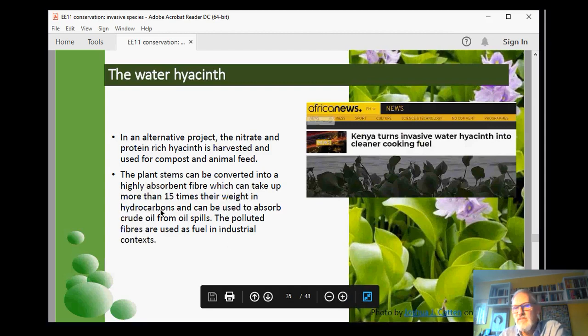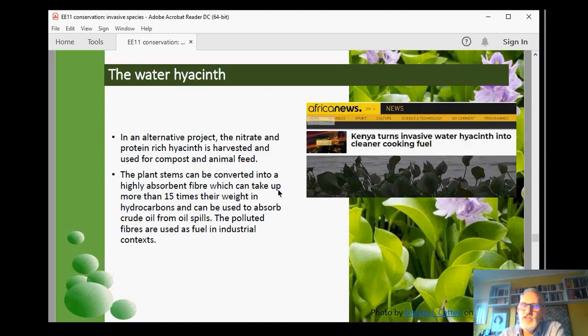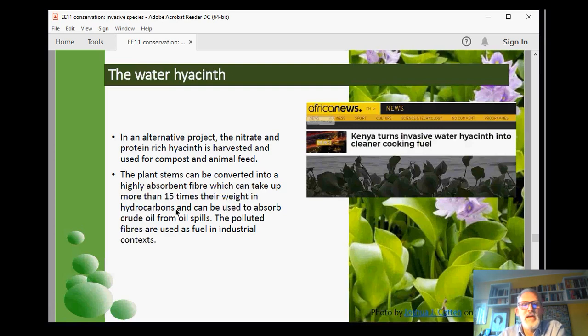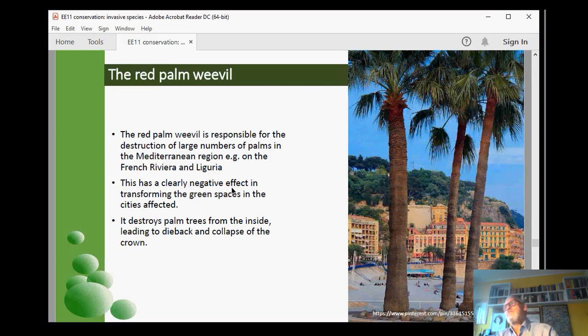Another engineer in another, I can't remember whether it's in Kenya, it's not in Kenya, it's in another African country, has won a competition for converting the biomass of this type of plant into a fiber which is able to absorb oil spills. It's able to absorb hydrocarbons. And then they can be burned for industrial use as fuels. Okay, so there's all sorts of possibilities that people can apply their imaginations to.